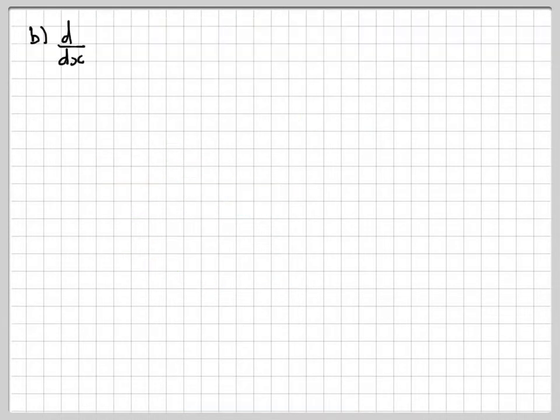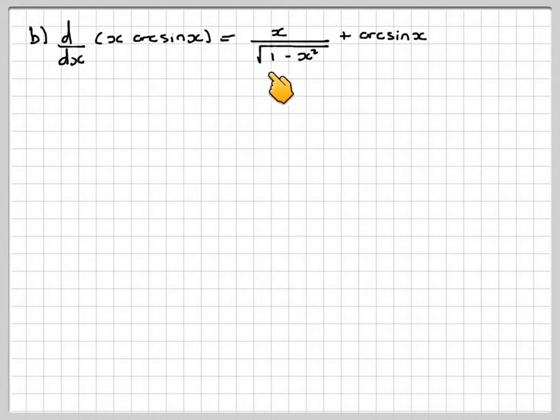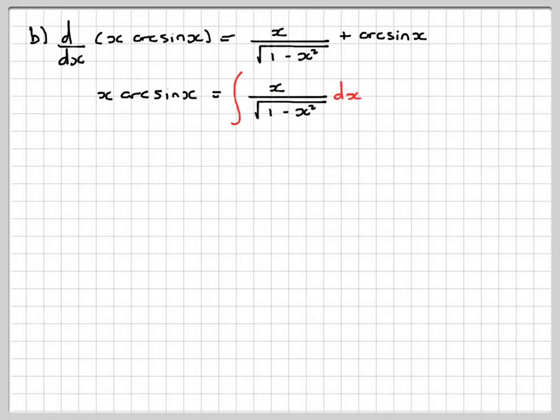Right, part B. From part A, I've got the differential of x arc sine x is equal to x over the square root of 1 minus x squared plus arc sine x. So if I integrate here, I'm going to get x arc sine x is equal to the integral of x over the square root of 1 minus x squared dx, which I'll need to work out, plus the integral of arc sine x dx. Now don't forget, I was trying to find the integral of arc sine x.